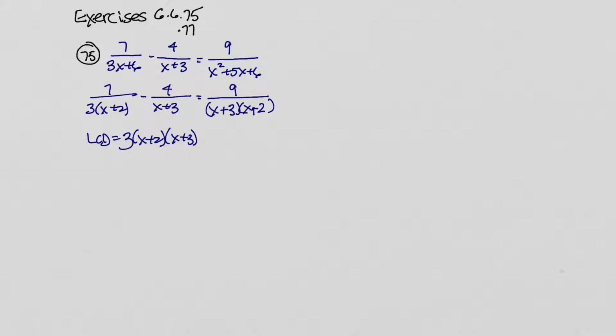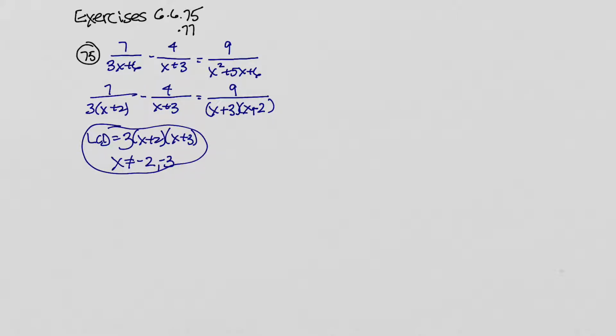And we need excluded values, so let's say x cannot equal negative 2 from here and negative 3 from here. Now that 3 has no effect on the excluded values. What we're looking for is what will make the denominator 0, and this 3 is never going to be 0, so it has no effect on our excluded values. So I'm going to circle that so I can find it later.